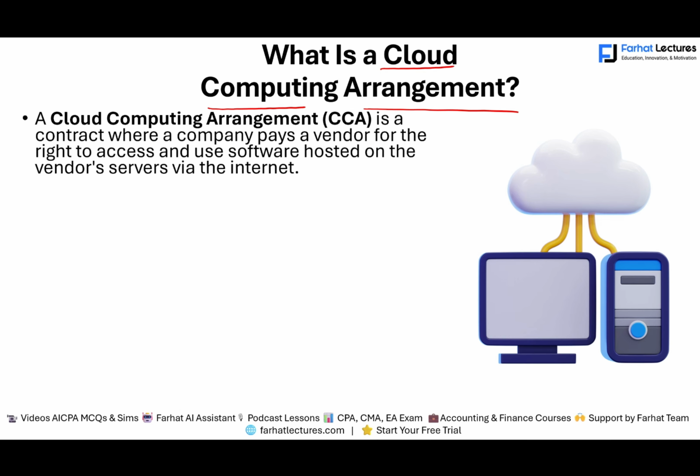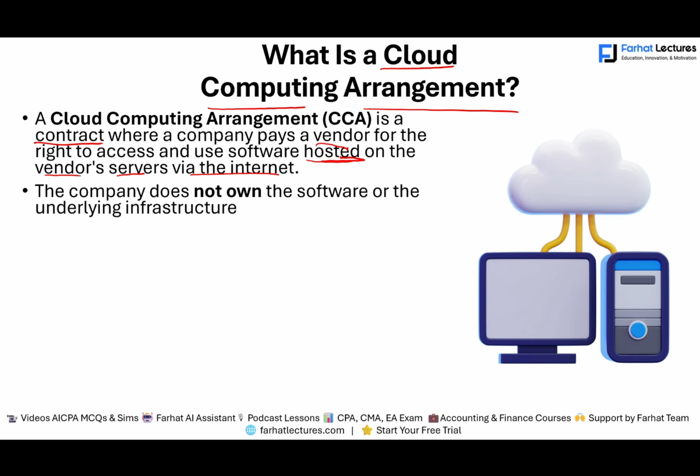So a CCA, a cloud computing arrangement, is a contract where a company pays a vendor, for example Microsoft, for the right to access and use the software hosted, the location of the software, on the vendor's servers via the internet. So you're accessing what you need, but you don't have the actual software. The company does not own the software or the underlying infrastructure. The vendors handle all of that.